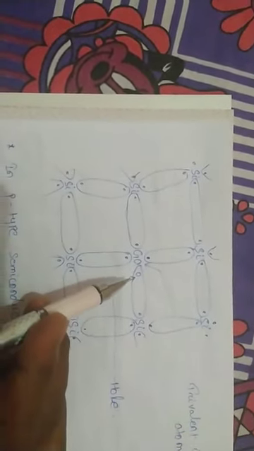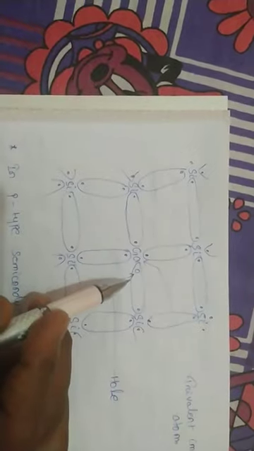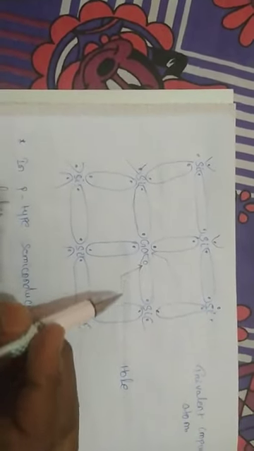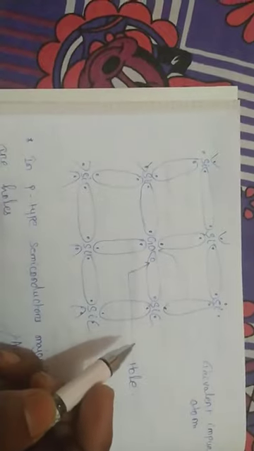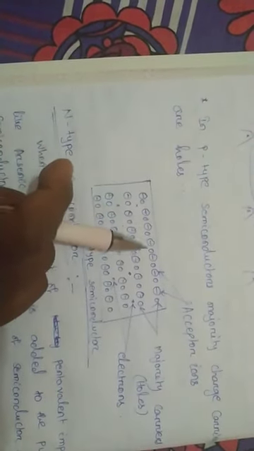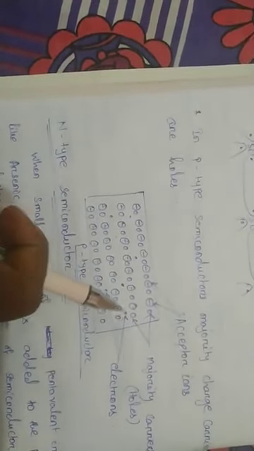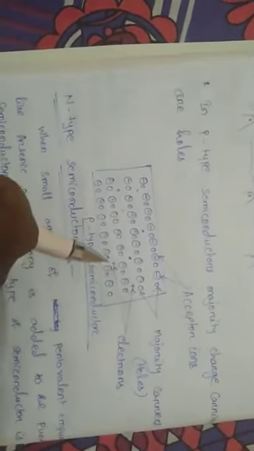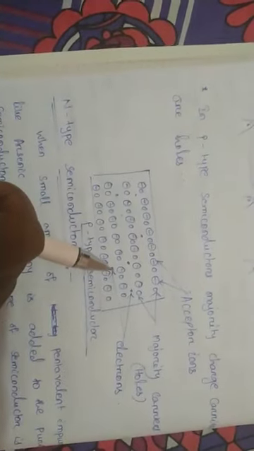So when you add an extremely small amount of impurity, millions of holes are generated in case of p-type semiconductors. So in p-type semiconductors, majority charge carriers are holes. As you see in this diagram, this is the majority and minority charge carriers of the p-type semiconductor. In p-type semiconductors, majority charge carriers are holes, these are all acceptor ions, and minority charge carriers are electrons.